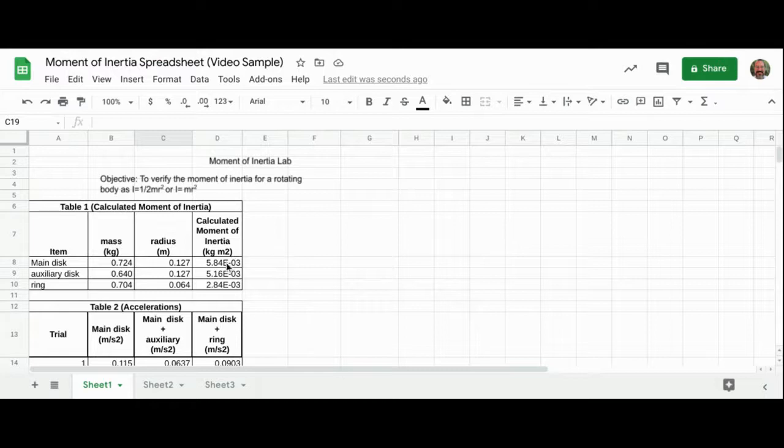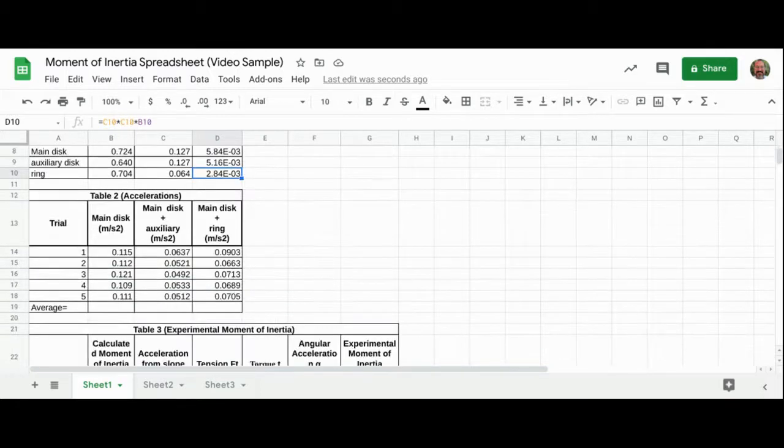Before we go into new calculations, I did make a minor mistake in the previous portion of this video. For the main disk, I should have done 1/2 mr squared. I only did 1/2 mr. So note that I've adjusted the calculation to include both C8 times C8, or I could have done C8 caret 2. So 1/2 mr squared for the main disk, 1/2 mr squared for the auxiliary disk, and mr squared for the ring. So make sure you make those modifications.